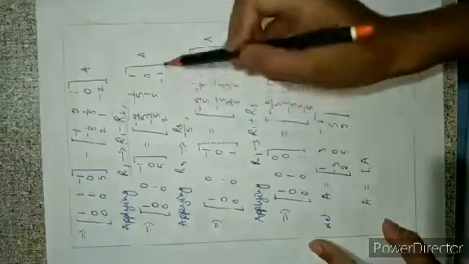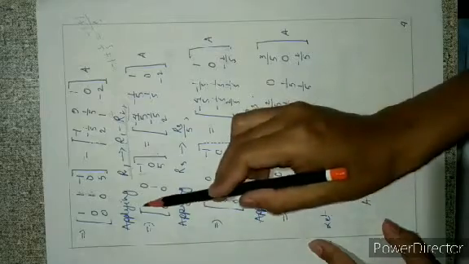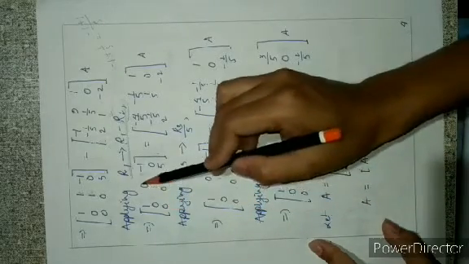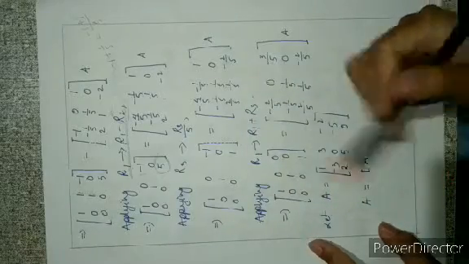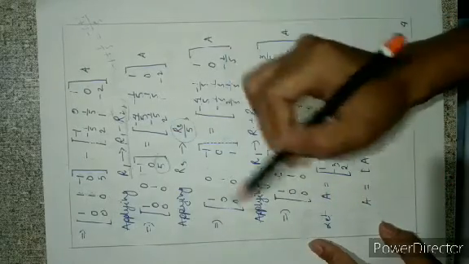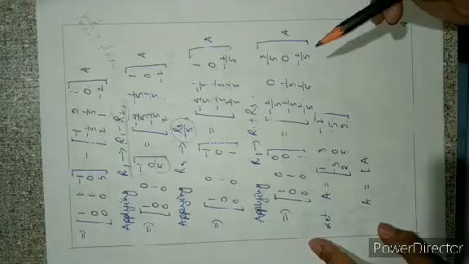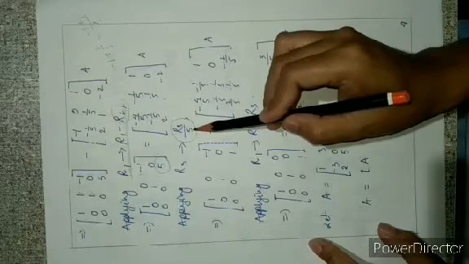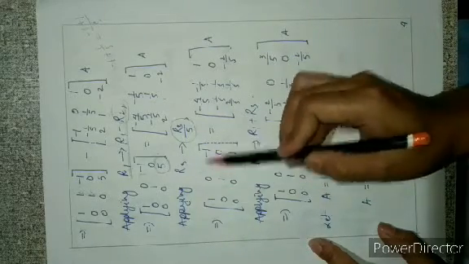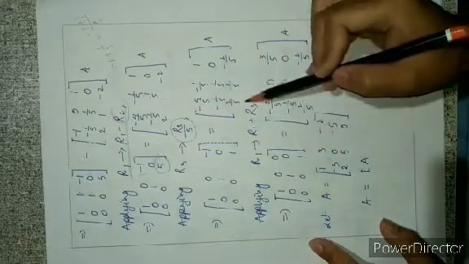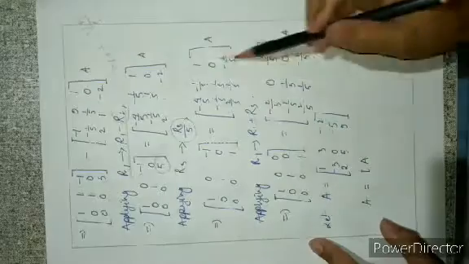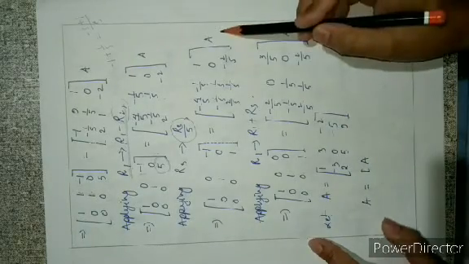Second row and the third row. We have to divide the third row by 5. 5 divided by 5 is 1, 2 by 5, 1 by 5 and minus 2 by 5, multiplied by matrix A.